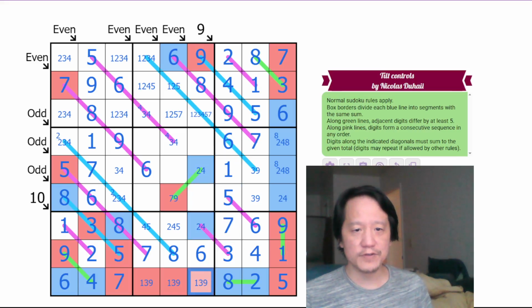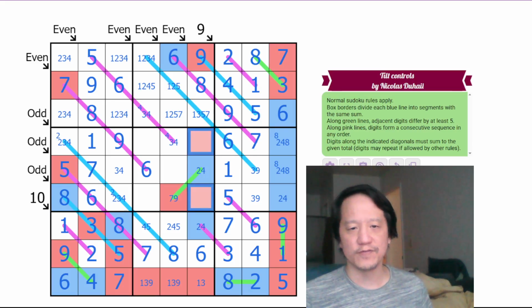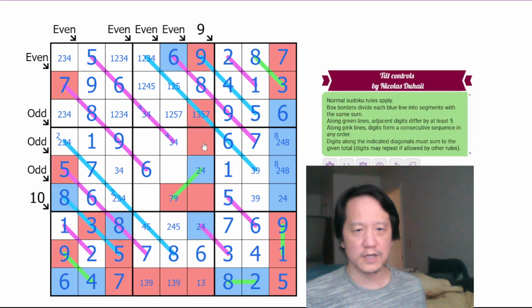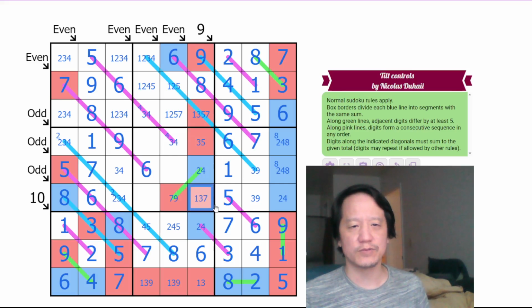We have, this can't be 9 because of 9 in the column. We have 2, 4 as a pair in column 6, which eliminates 2, 4 in the rest of the column. That leaves the remaining digits as 1, 3, 5, and 7, which are all odd. This can't be 1 or 7, it's 3 or 5. This can't be 5, it's 1, 3, or 7.